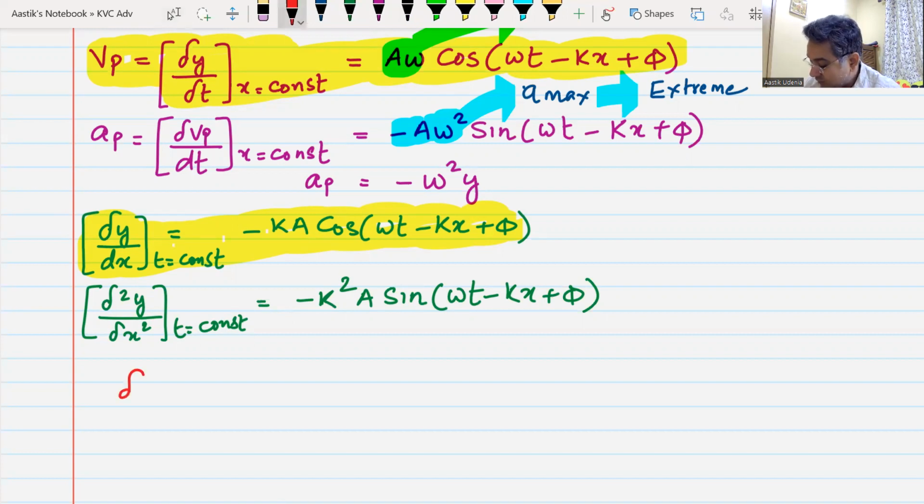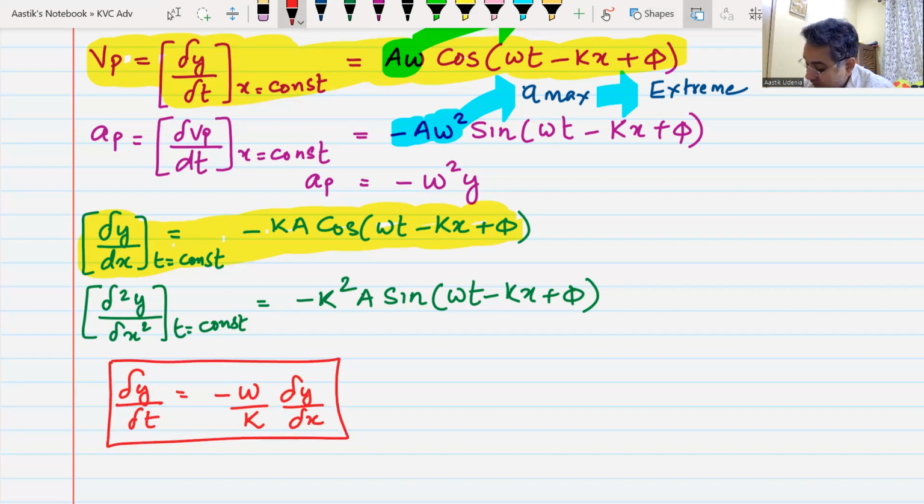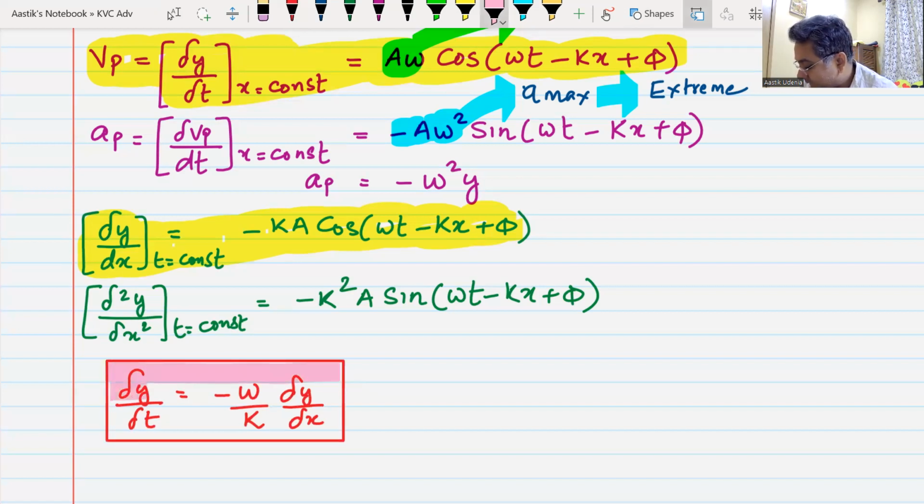We see this one: del y by del t at constant x will be equal to minus omega by k times del y by del x. A very, very important result.